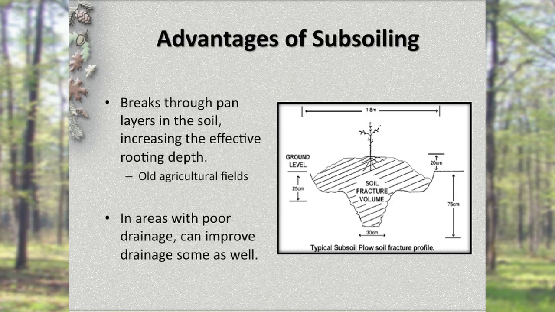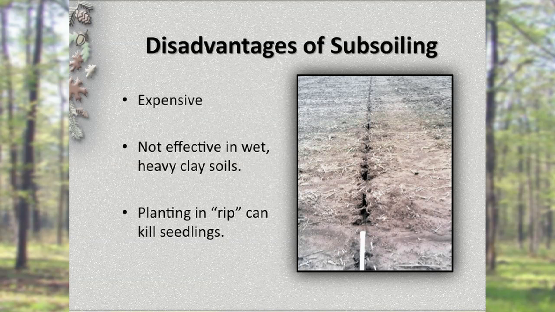In areas with poor drainage, this may actually improve drainage some as well, especially if that water is being held up by a pan layer. I've seen plow pans in old ag fields that held water and didn't drain very well anymore. They subsoiled it, and all of a sudden it's draining just fine as you break through that pan layer and the water has someplace to go.